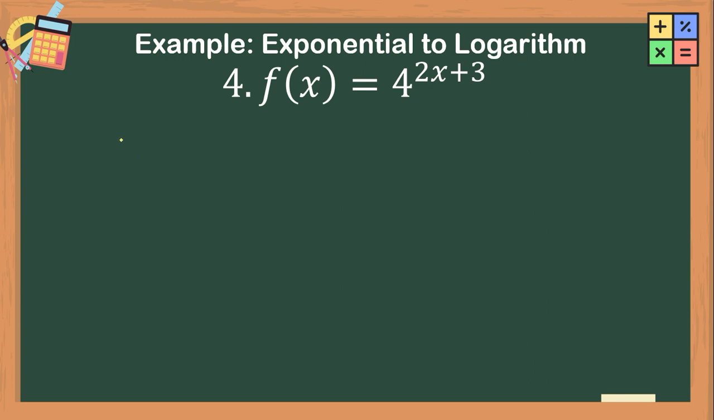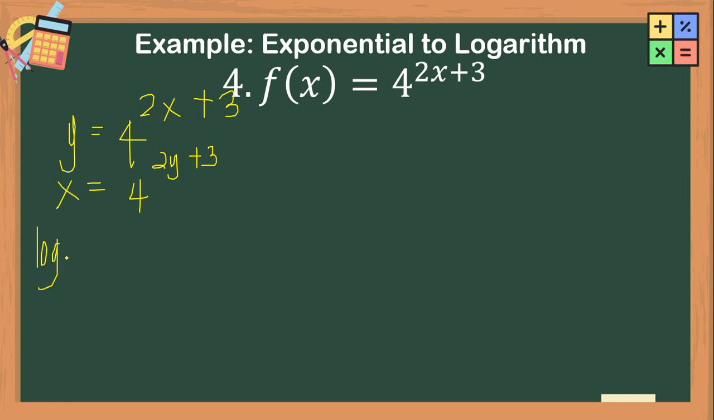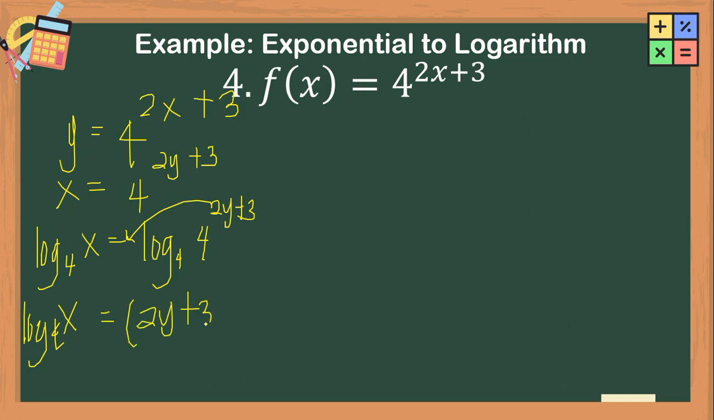Narinig ko yung tamang sagot: log x with the base of 4 minus 3 all over 2. Or pwede rin maging negative 3 plus log x base 4. Tama? Pwede mo siyang i-manipulate. Try natin isolve. Y is equal to 4 raised to 2x plus 3. Interchange tayo. This is x equals 4 raised to 2y plus 3. So, maglalagay na tayo ng log with the base of 4. Then, lagay natin sa harap yung ating exponent, 2y plus 3, and this is log 4 with the base of 4.